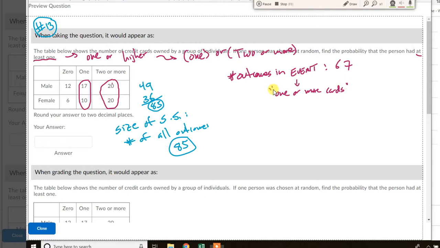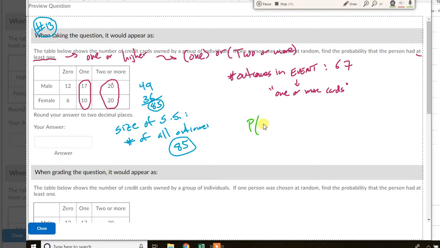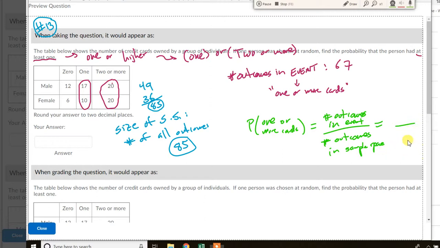That's my event. Okay, so now let's form the probability. And as we know, the probability is a ratio. So the probability of one or more cards is a ratio of the number of outcomes in the event divided by the number of outcomes in the total sample space, meaning all outcomes together. And so we know the number of outcomes in the sample space we said was 85. The number of outcomes in my event is 67. So I'm getting 67 over 85.